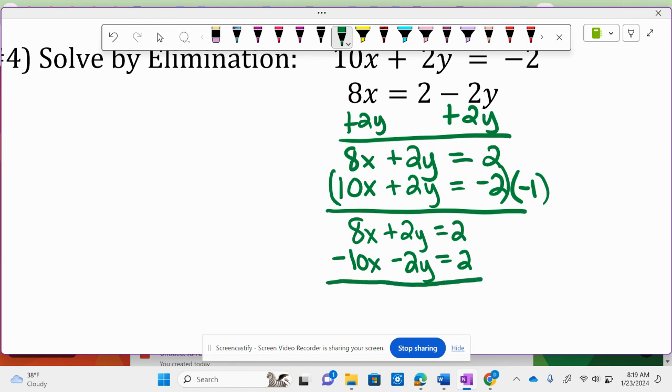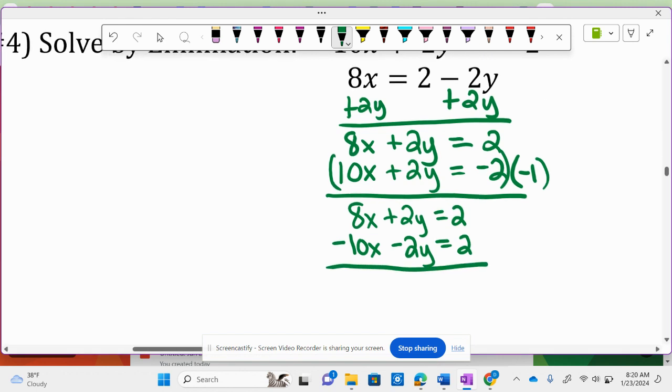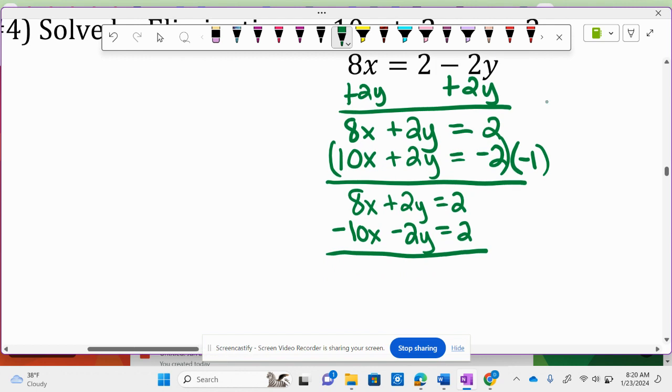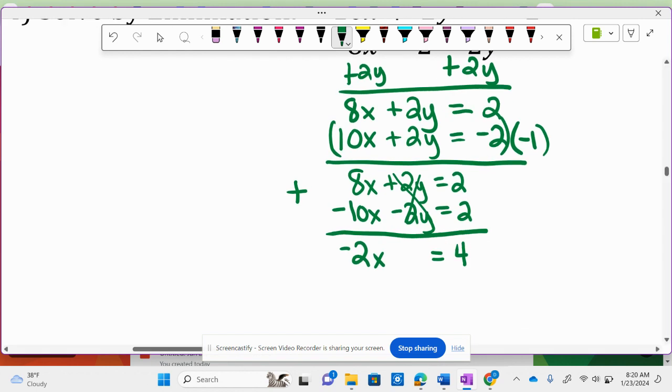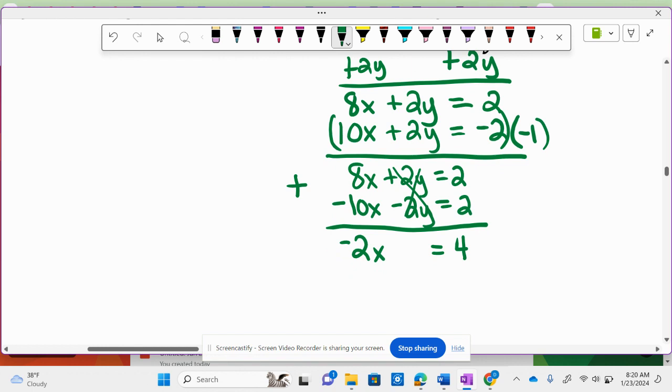Now it looks like I have opposite y coefficients, and so I can add these two equations together. 8x plus a -10x gives me a -2x. Positive 2y and -2y cancel out. They're eliminated. 2 plus 2 is 4. What do you want to do next, Aiden? Divide by negative 2. Yeah, divide both sides by -2.